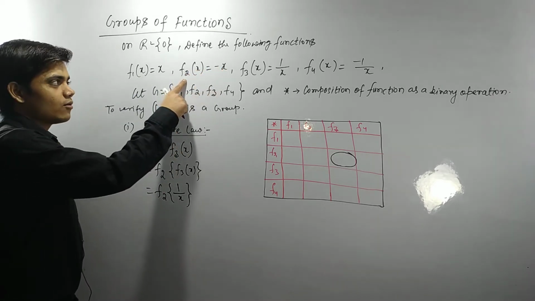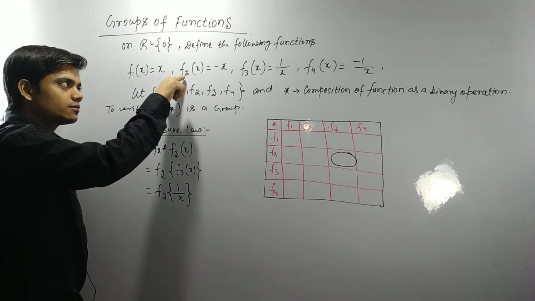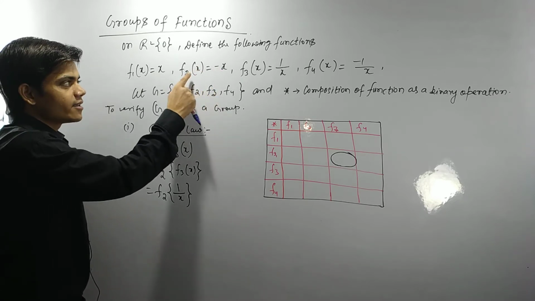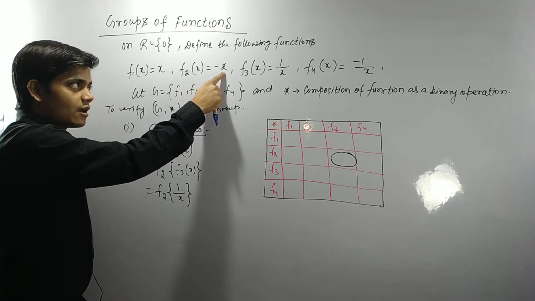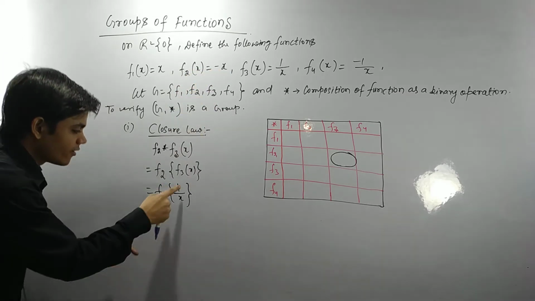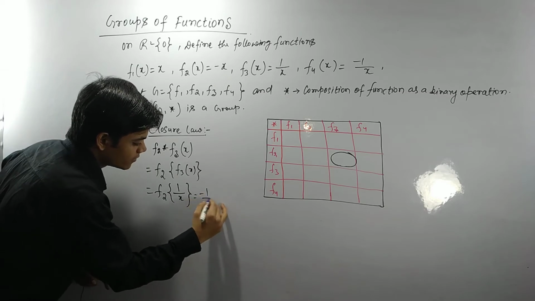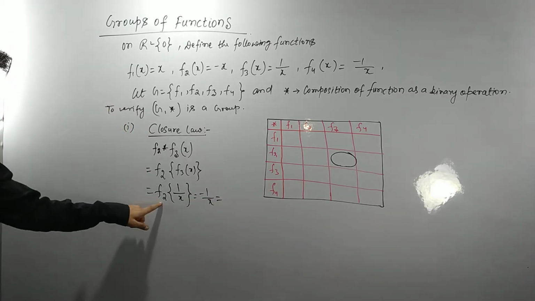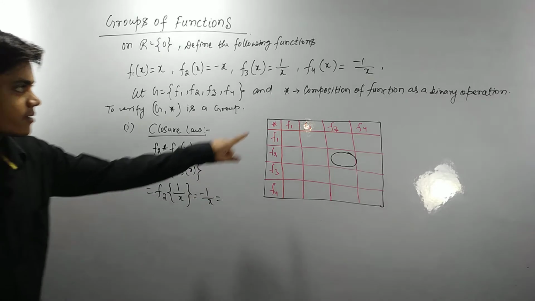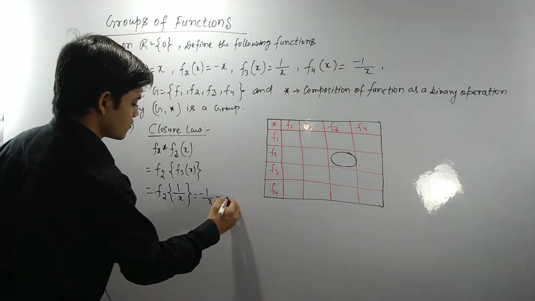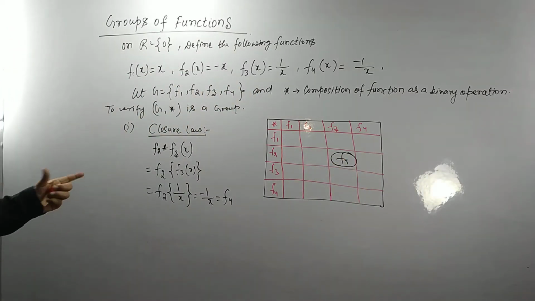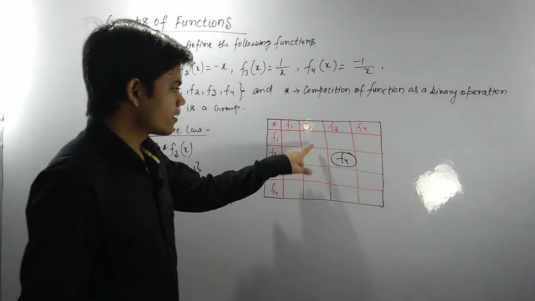So f2 is defined as how? Here is x. And if f2 is there, then it becomes minus of this thing. Means here is f2(x), then it becomes minus x. Means whatever is here, the final answer is negative of this. So whatever is here, the final would be what? Negative of this. And therefore, f2 of 1/x is minus 1/x, and minus 1/x is what? f4(x). Therefore, this is f4. So we can write here f4.